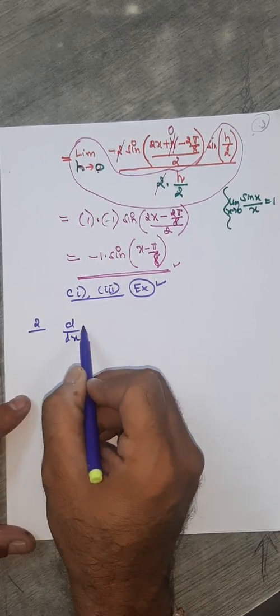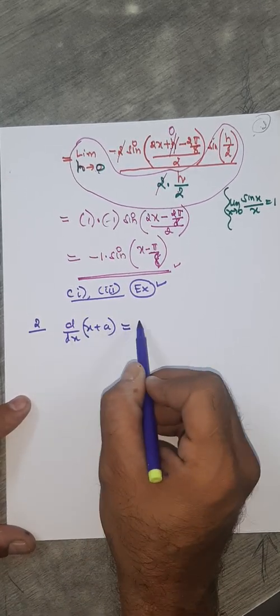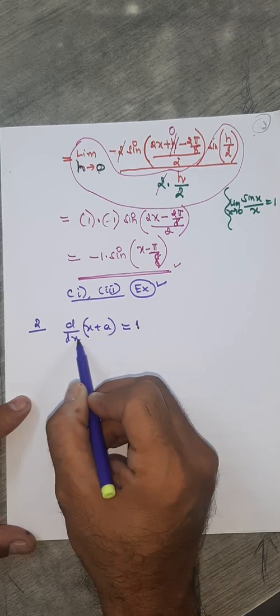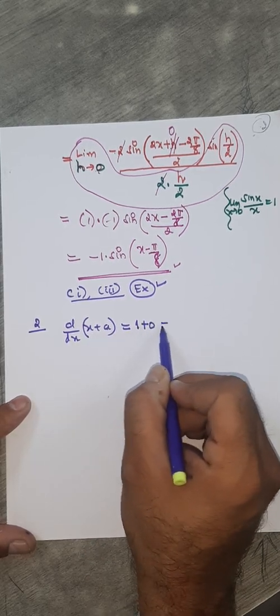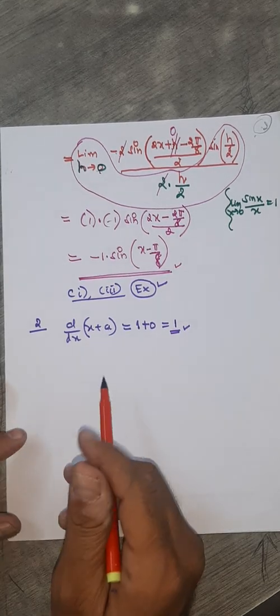d by dx of which function? x plus a. Derivative of x with respect to x is 1, derivative of a being constant is 0, so the derivative is 1. Derivative of x plus a.